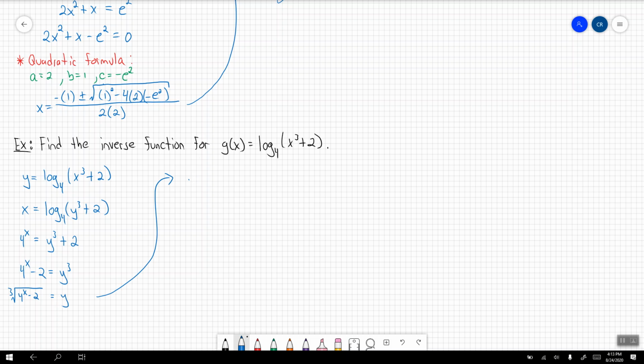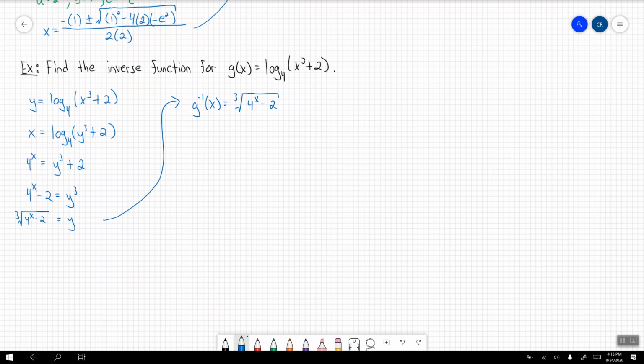And this now is the inverse function for g of x, which is the cube root of 4 to the power of x minus 2. Look at that. Awesome. That is great. So now that we have this momentum going for finding these inverse functions and for solving all of these examples, what I want to do is I want to go ahead and establish limits.